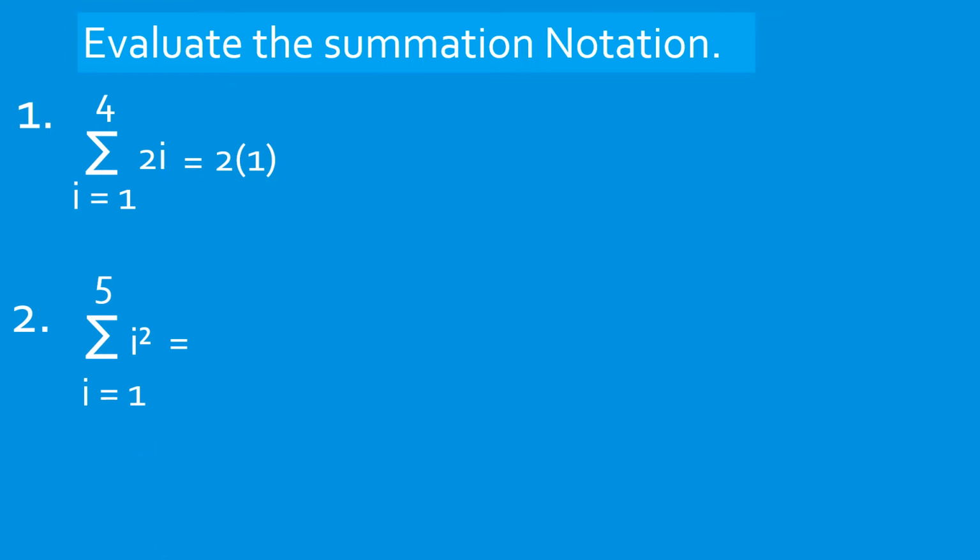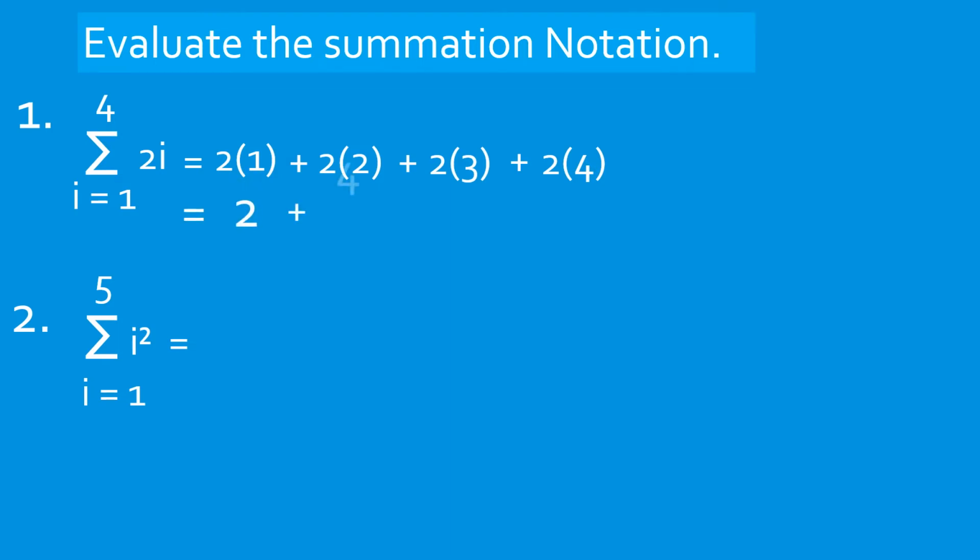And then plus, again, 2 times 2. Okay? Again, starts from 1. It means the next value of I would be 2, the next would be 3, the next would be 4, up to 4. So plus 2 times 3 plus 2 times 4. And then what you are going to do is simply perform this one first. Simplify.